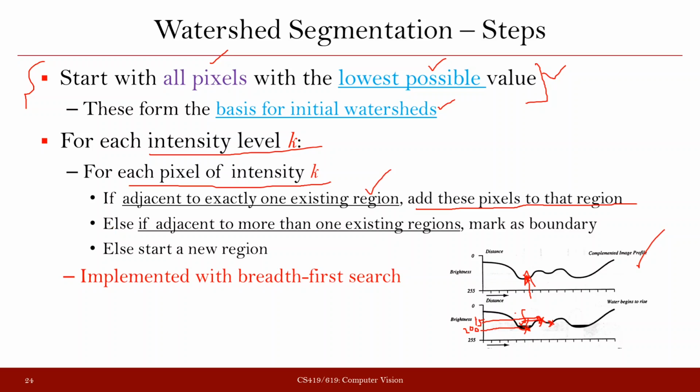So when you are raising the water level, or increasing your intensity, for every intensity k that you are considering, if the new pixel that you have considered is adjacent to only one region, then it will be part of that region to which it is adjacent. But if you find that it is adjacent to more than one existing region, then that is a case of a boundary pixel, and that point needs to be marked. And once you mark all such points, you will see that those points are going to form the watershed lines, or the lines which are going to define the segmentation.